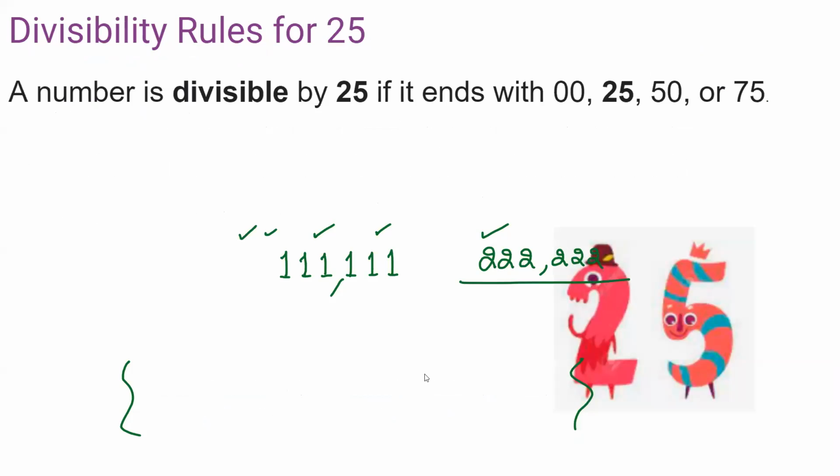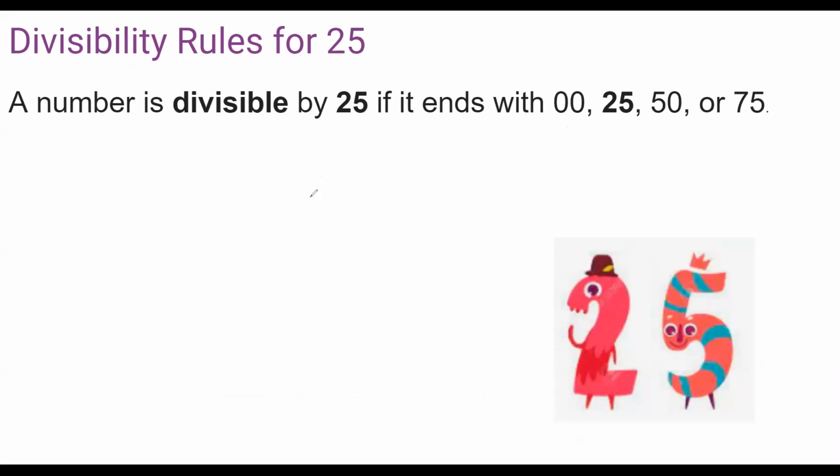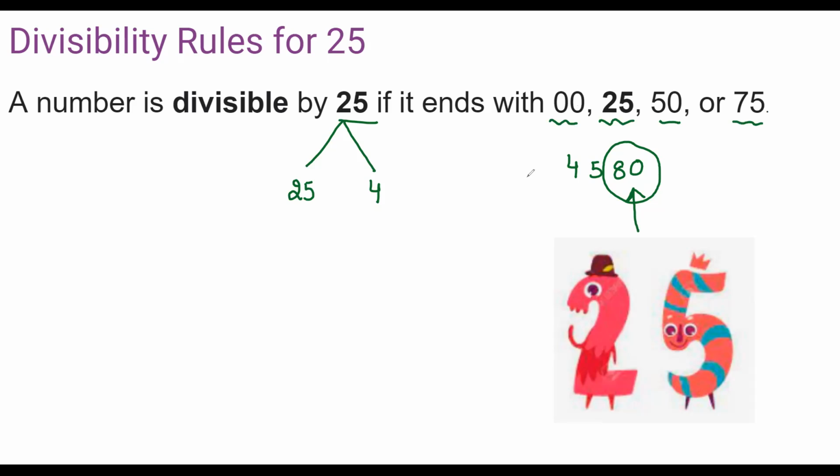Here let's start with the divisibility rule for 25. Have you heard of this? The divisibility rule of 25 and the divisibility rule of 4 are the same. How are they the same? For the divisibility rule of 4, you always check the last 2 digits. If the last 2 digits are divisible by 4, then that number is divisible by 4. The same rule works here. A number is divisible by 25 if it ends with 00, 25, 50 or 75. That means my last 2 digits must be divisible by 25.